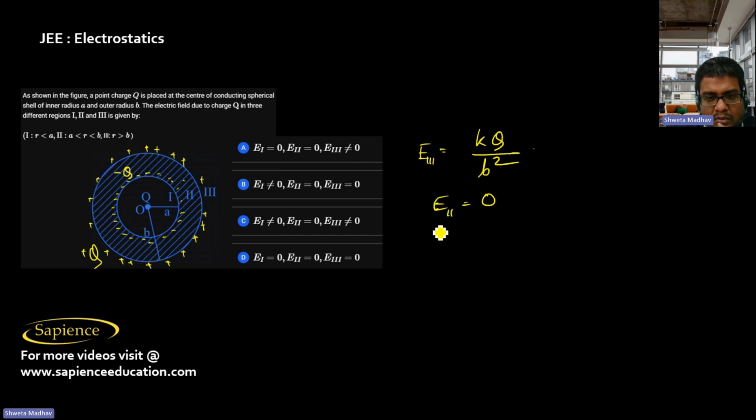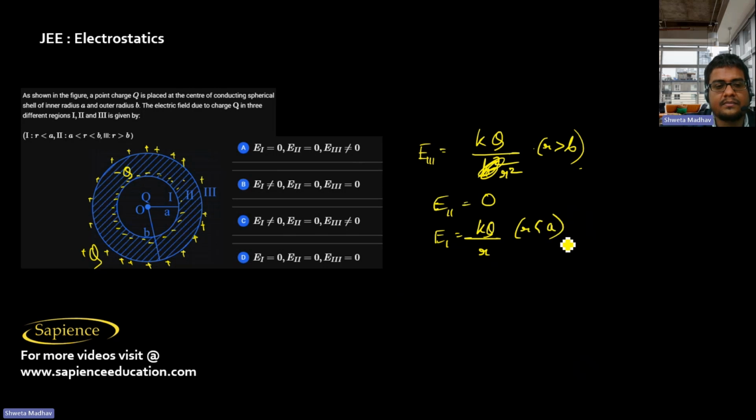E2 will be 0, and E1, that will be how much? So E1 will obviously be KQ by R square for region 3. This is for R more than B. And here it will be KQ by R square, where R is less than A.